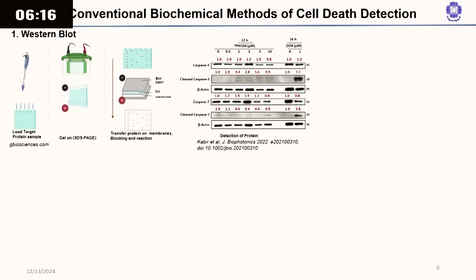So there are conventional ways to detect cell death. One of the gold standard methods is Western blot. In this Western blotting technique, you need to load the protein of interest and then run the gel. You know these proteins are negatively charged, so if you put the negative terminal here, then it will repel, and the protein will go through the gel. Depending on the size, it runs through the gel, and then you transfer the protein onto the membrane and do the blocking reaction to get the targeted protein to detect the cell death.